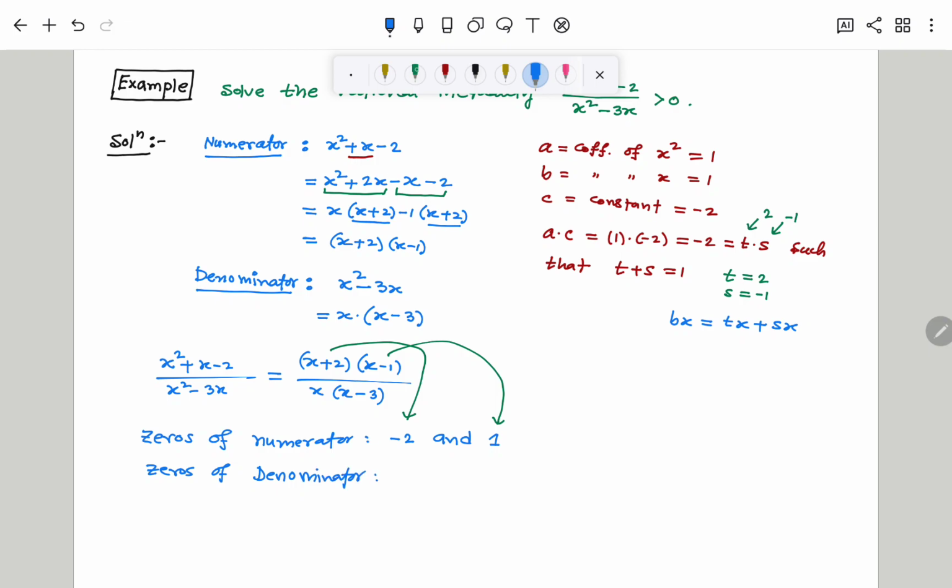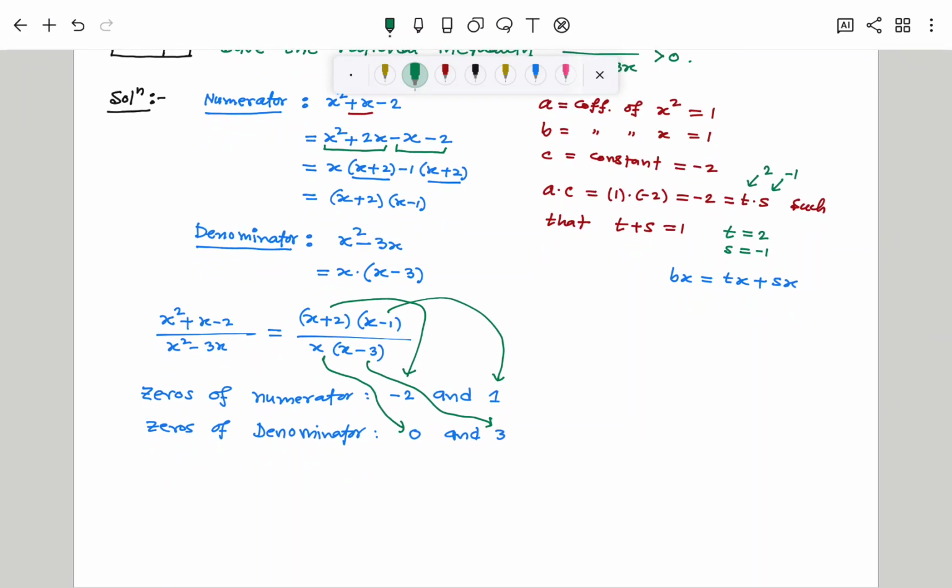So those are basically 0. We get 0 for the factor x and 3 for the factor x minus 3. So for x we get 0 here, and for this factor we get 3 here. So these are the zeros of the numerator and denominator respectively.